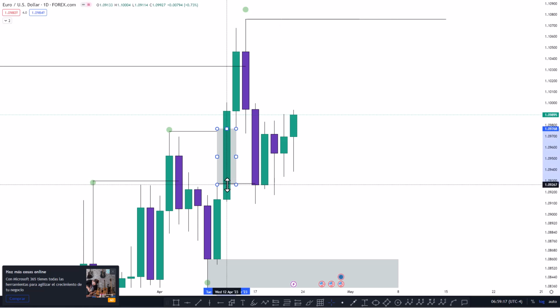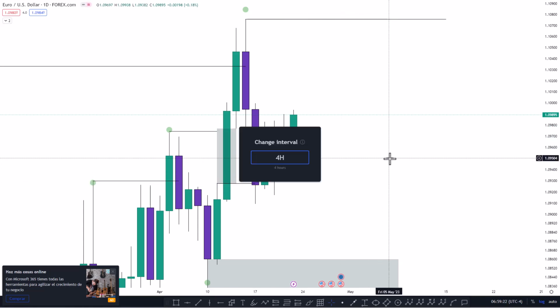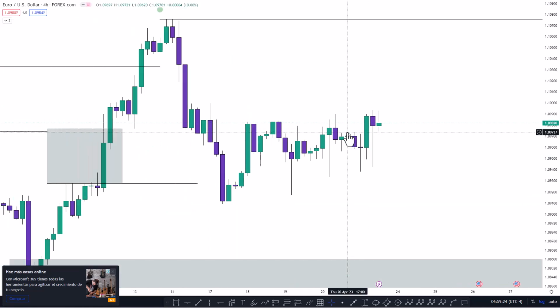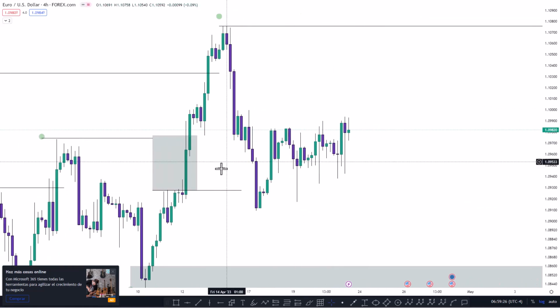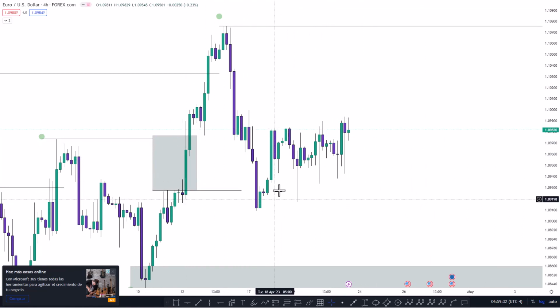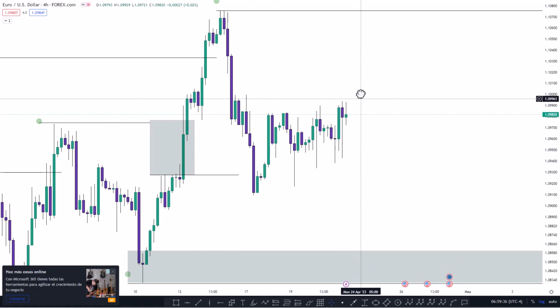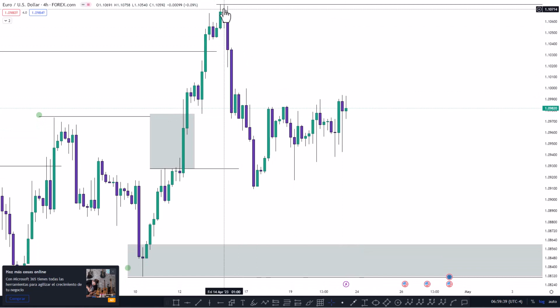Then going back to the H4 time frame, after completing this mission of filling this imbalance, of course, you can easily see how the market was trying to push higher. But from the top all the way to the bottom, we have a clear drop.